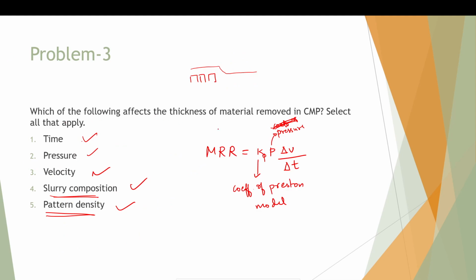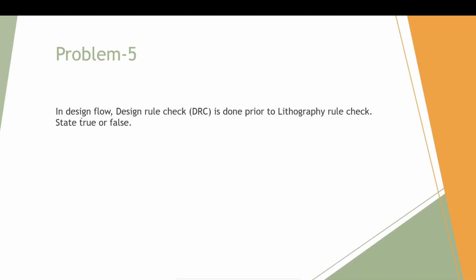Which of the following affects the thickness of material removed in CMP? Select or okay, we finished this, right? Sorry. In design flow, design rule check is done prior to lithography rule check. State true or false. Okay, so first of all, what is design rule check and what is lithography rule check?